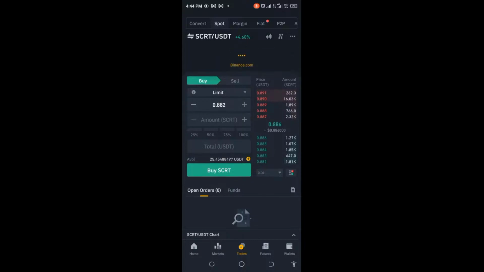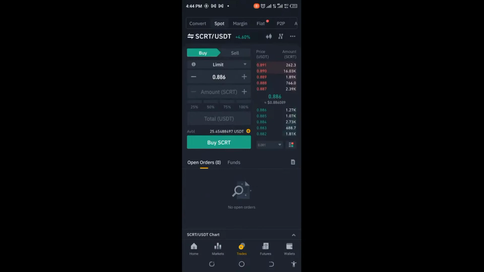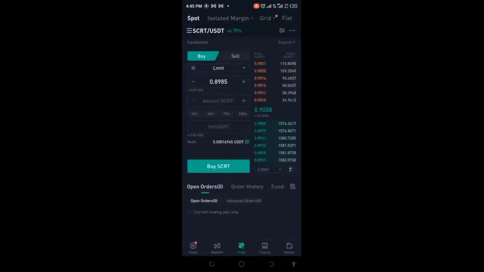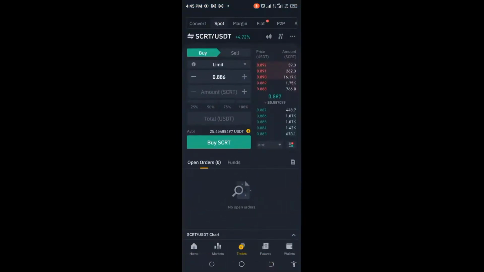USDT. So you can see here currently the price is 0.886, and on KuCoin it is, let's see what it is, 0.9. So there is a difference, so we need to be really fast. Okay, so the first thing we're going to do here is that we are going to purchase this.